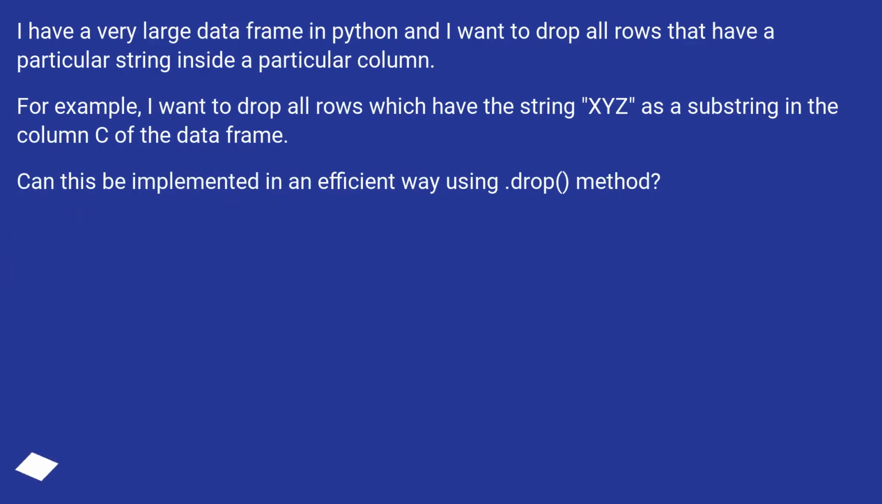I have a very large data frame in Python and I want to drop all rows that have a particular string inside a particular column. For example, I want to drop all rows which have the string XYZ as a substring in the column C of the data frame. Can this be implemented in an efficient way using the drop method?